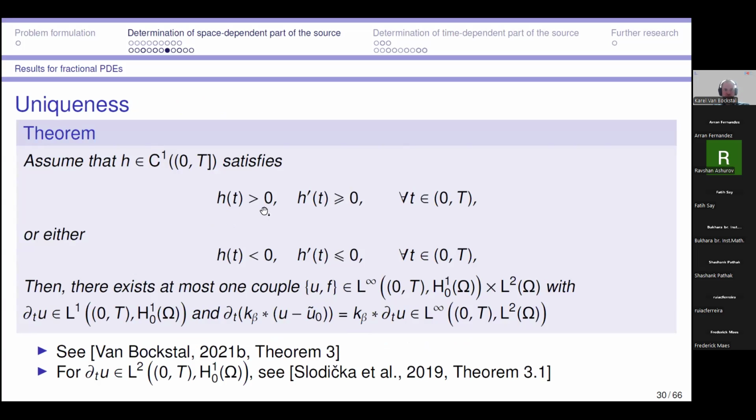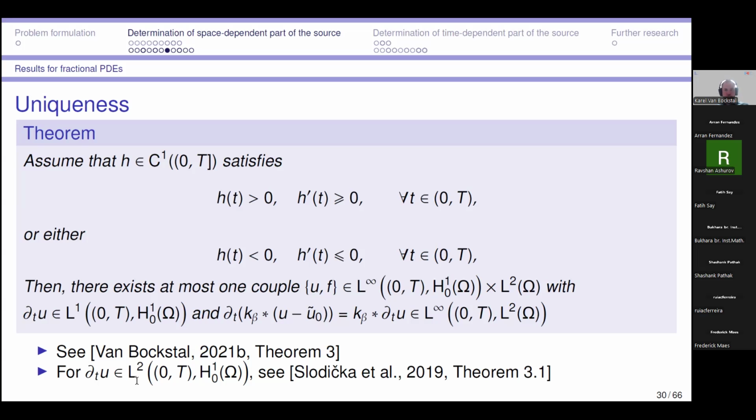So we have shown that there is uniqueness of the solution under these two conditions on h. Either h strictly positive with positive derivative, or this condition is satisfied, and there exists at most one couple u, f with u in L2, L infinity in time, H1_0 in space, and the time derivative of u in L1. In our first paper, we showed this for L2. Later, in my paper for space-dependent order operators, I showed the result also for the time derivative of u in L1.